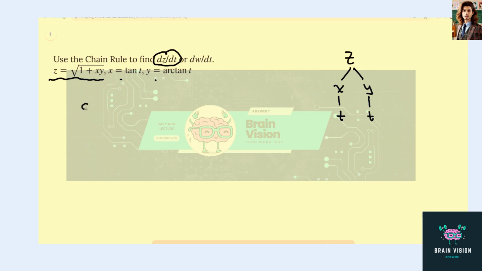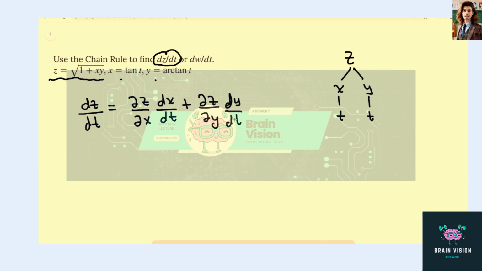So using the chain rule here, we take the partial of z with respect to x. And since x only depends on one variable here, we'll have a usual derivative. And then add that together with dz dy, and then usual derivative dy dt. That's using the chain rule with assistance from the tree diagram here.